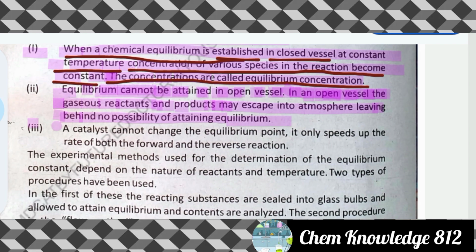The third one is: a catalyst cannot change the equilibrium point. It only speeds up the rate of both the forward and reverse reactions. So the effect of a catalyst on a reaction is that it does not change the equilibrium, but just speeds up the reaction, that is, the rate of the forward or reverse reaction. If we add a catalyst, the reaction will speed up in the forward direction or in the reverse direction. So a catalyst does not change the equilibrium point, it only speeds up the reaction.